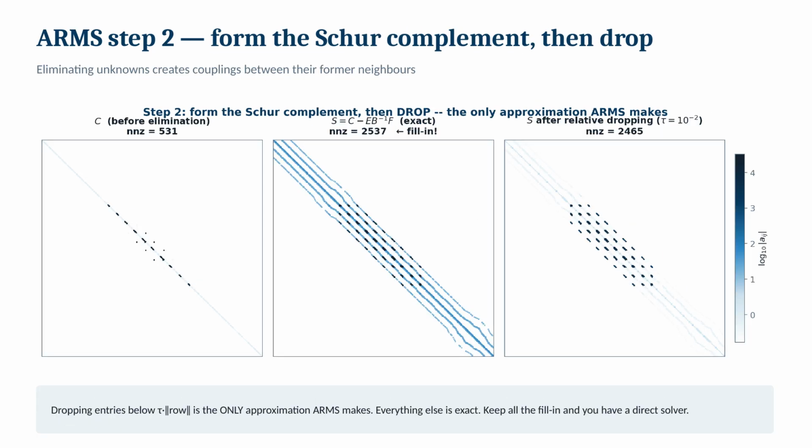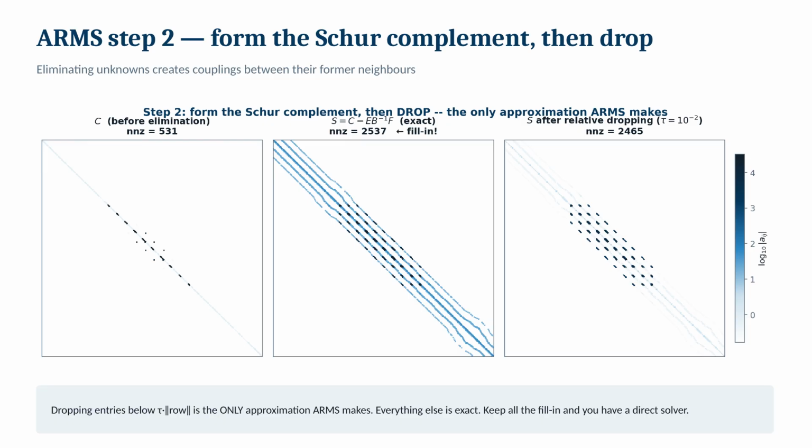Step 2. Form the Schur complement. Left panel, C, the block we started with, 315 by 315. Middle panel, S equals C minus E B inverse F. Notice it got denser. That's fill-in and it's unavoidable. Eliminating unknowns creates couplings between their former neighbors. If you kept all of that fill-in and recursed, you'd have a direct solver. Correct, and eventually too expensive.